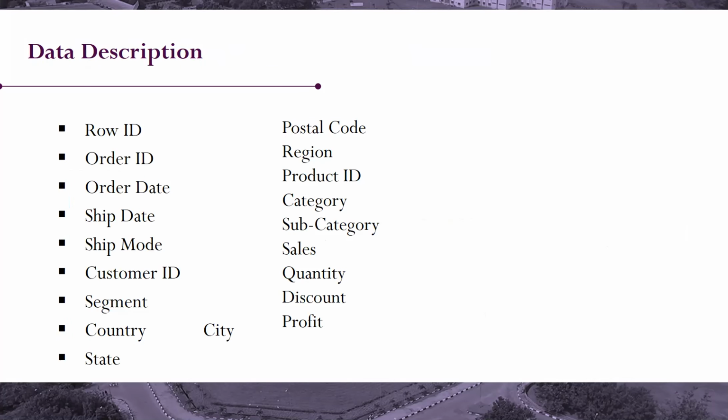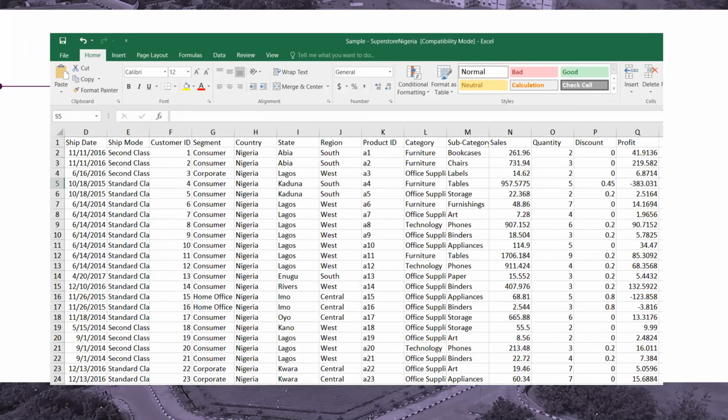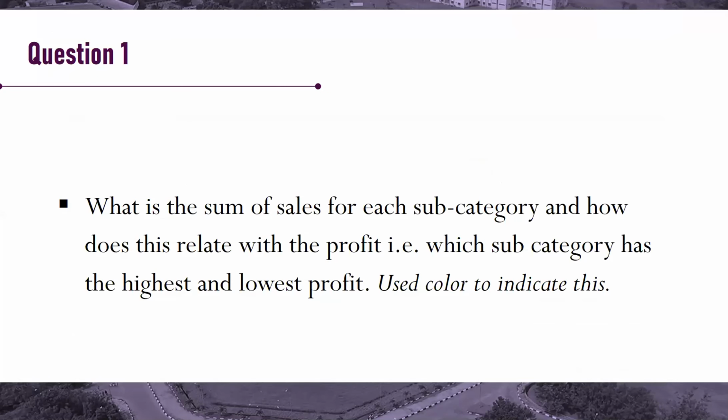So for this data that we have, we have row ID, order date, ship mode, sales, the quantity that was sold, the category of the product, and so on. Let's see what kind of questions we can answer from this data. This is what the data looks like. If you open the Superstore Nigeria data that I sent to you, you will see what the data looks like. It's customized so that we can use the Nigerian map for it. Now we will go to Tableau and start answering questions.